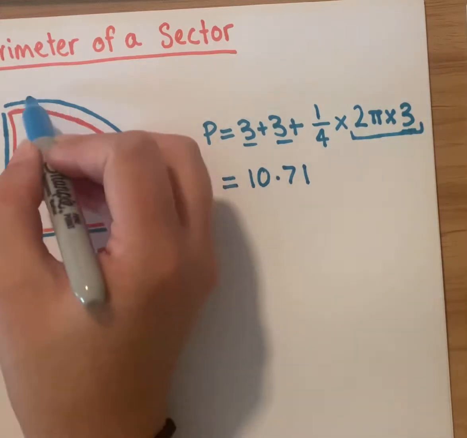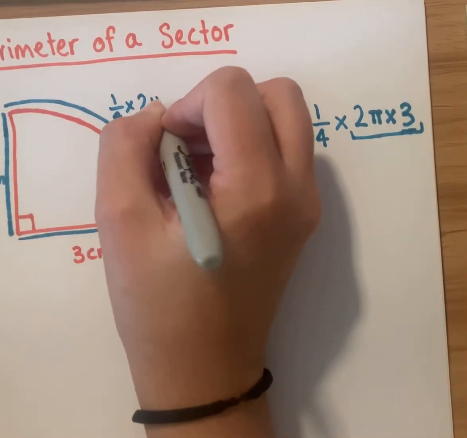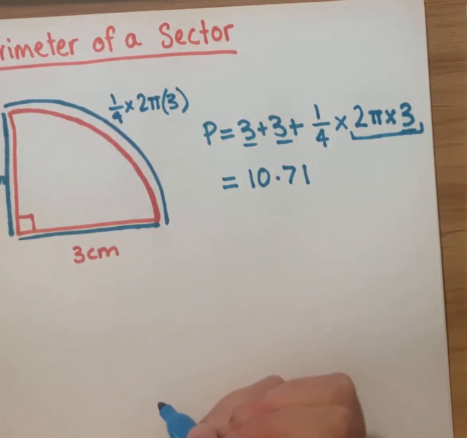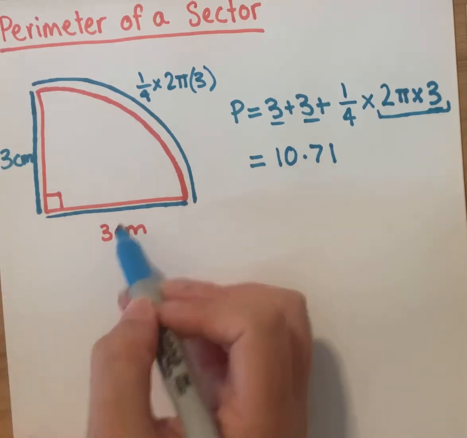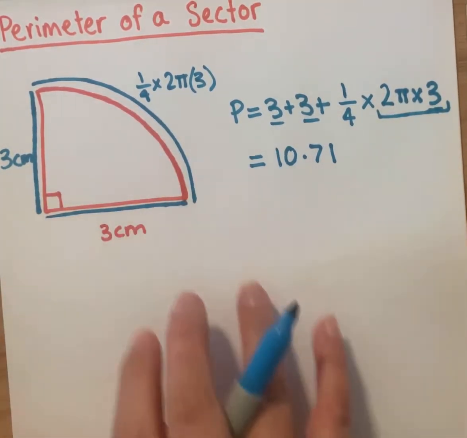And this side length here, we said was going to be equal to a quarter of 2 pi r, and r was 3 because the radius was 3. So we can work out how to find all of these side lengths. We just add them all together and we get the perimeter.